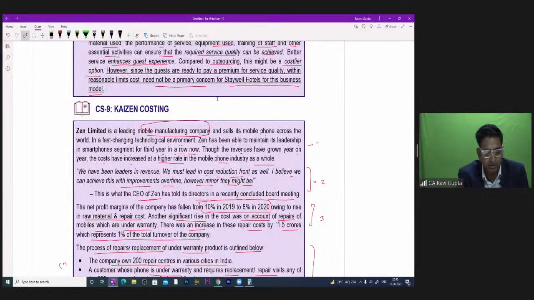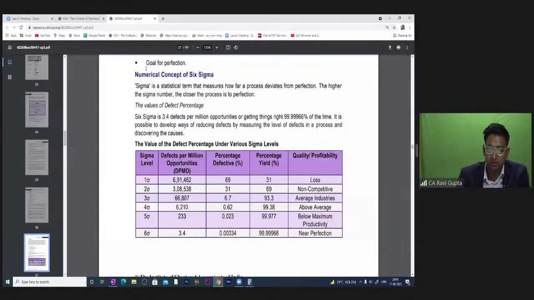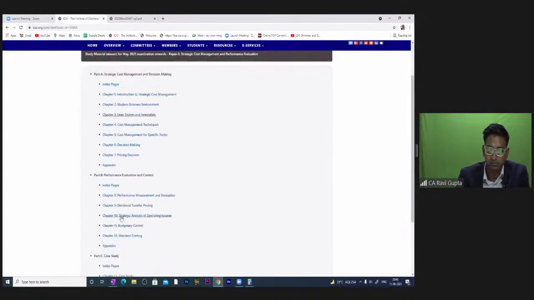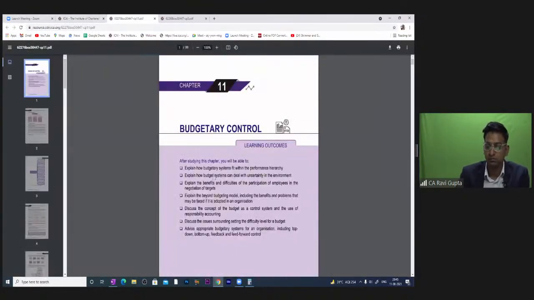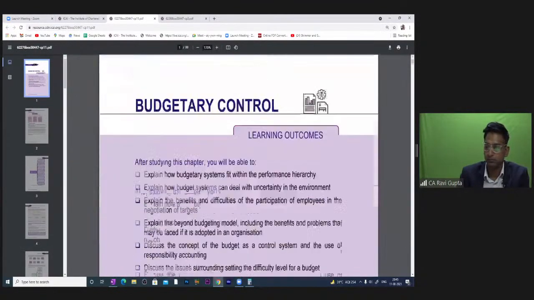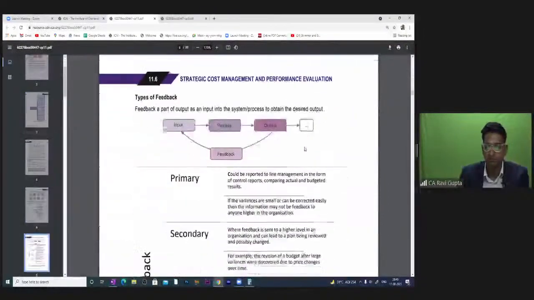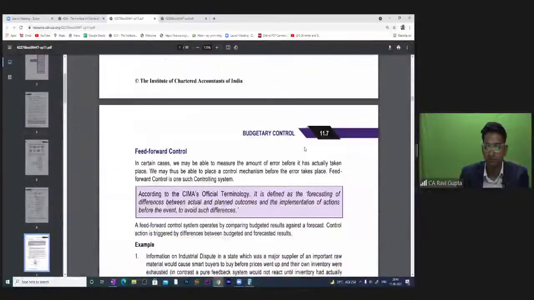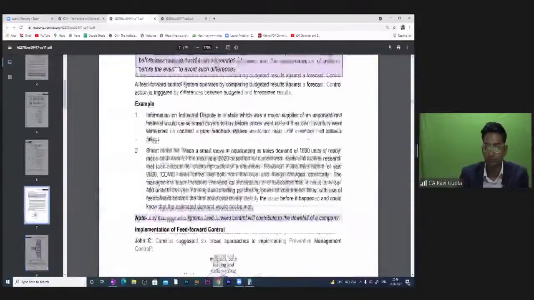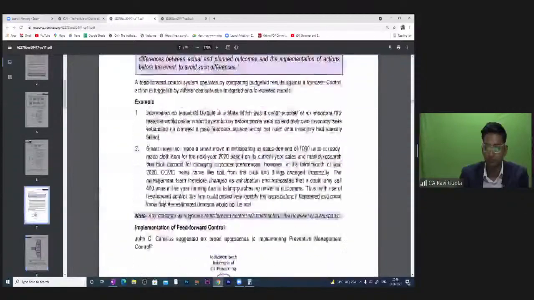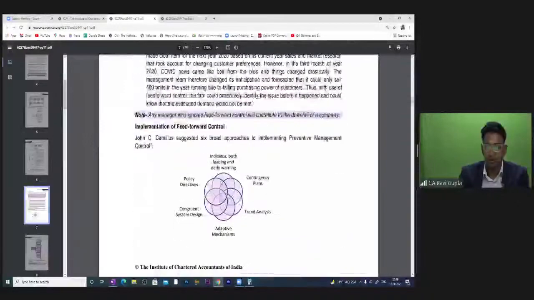Okay, Namita, sir, please explain the diagram on page number 11.7. You are speaking about this diagram.